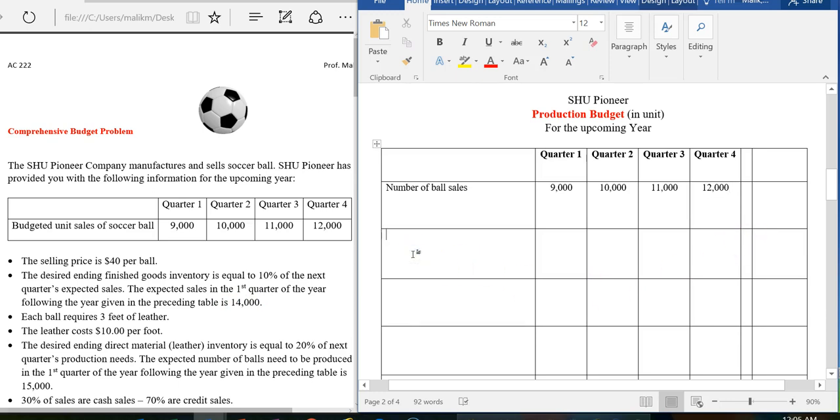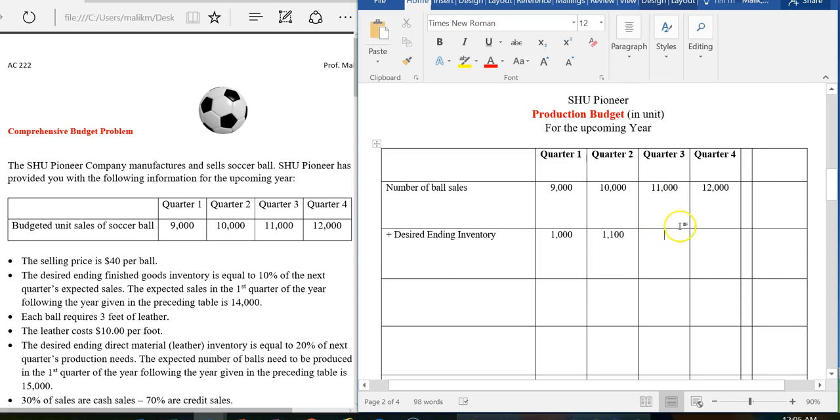So let's do the ending inventory here. We add the desired ending inventory. Again, it will be 10% of the next quarter's sales. So for Q1, let's take 10% of 10,000, which is 1,000. For Q2, we'll take 10% of quarter three's sales, that means 10% of 11,000, which is 1,100.